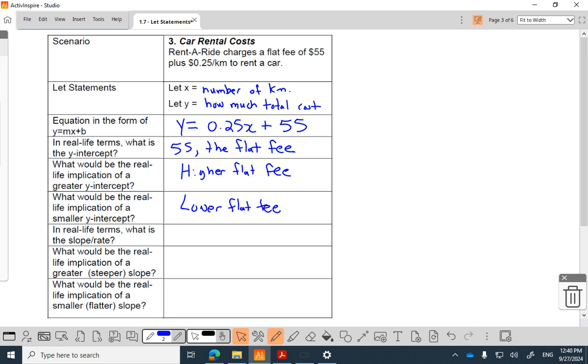How about the slope? What's the real words for the slope here? It's 25 cents. And that's the price per kilometer. It's how much you got to pay for each kilometer. I'm sure they're going to charge more than that. A greater slope would mean higher rate. And a smaller slope would be lower rate.